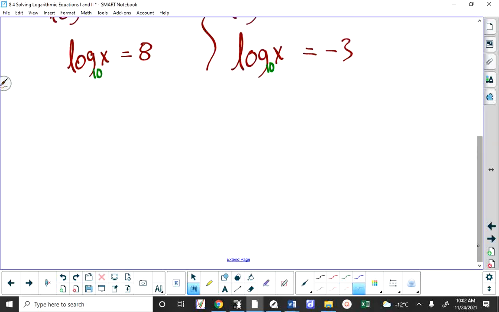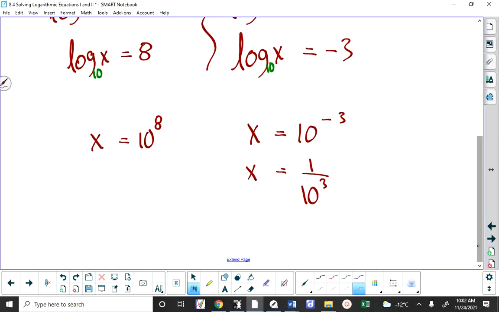And that means we get x equals 10 raised to the 8th. I don't think we need to write out 100 million. You could write 1, 0, 0, 0, 0, 0, 0, 0, 0. We also get x equals 10 to the negative 3, which I'm more comfortable writing as 1 over 10 to the positive 3, but I don't care. These are both positive numbers, though.